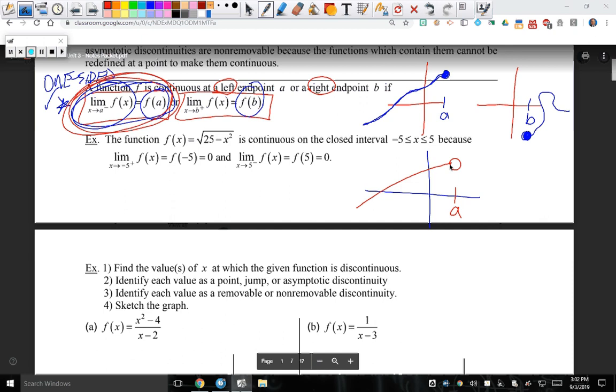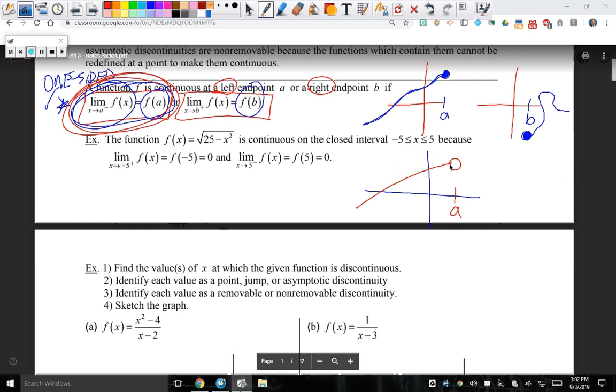It looks continuous because I was able to draw it without picking up my pencil. But the definition of continuity, the very first rule, says that A must have a y value. You with me? And it doesn't. So it's not continuous at A from the left. Does that make sense, guys?